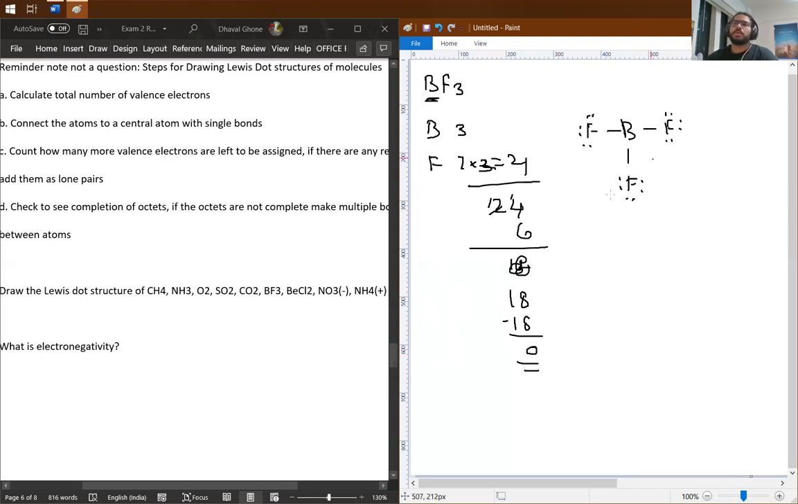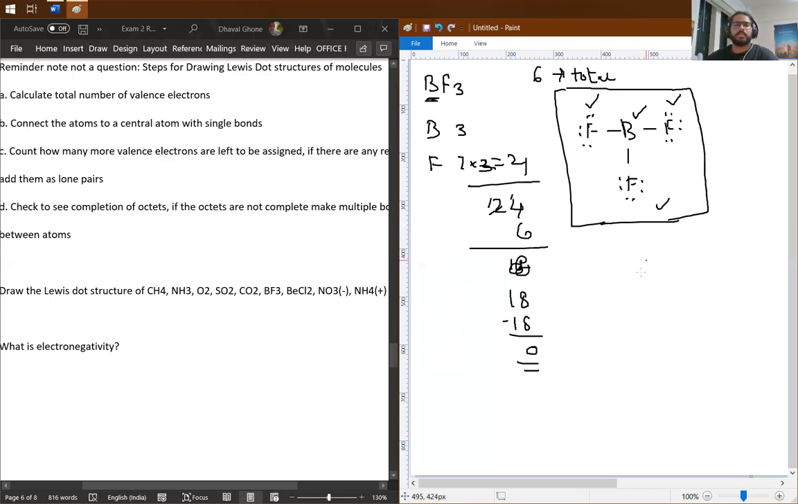Checking for octets. Fluorines have octets, so they're all satisfied. Boron is an exception. Boron only needs to have 6 total electrons in the outermost shell. Right now it has 3 bonds, 6 electrons, complete. So boron is satisfied as well. And that's your final answer.